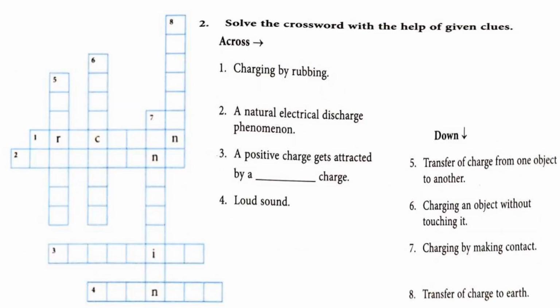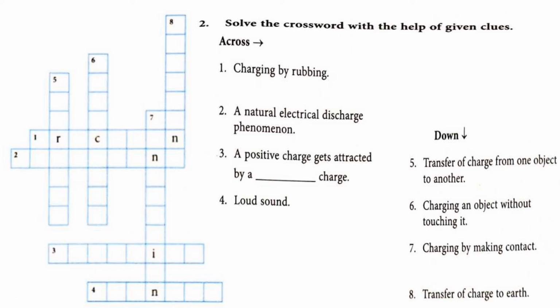Now, here we have a small crossword. Here some hints are given. Totally 8 are there. In that, across 4 and down 4. So by seeing the hints, we should be able to fill the crossword. They have already given some of the alphabets. Based on that, we are going to fill it.